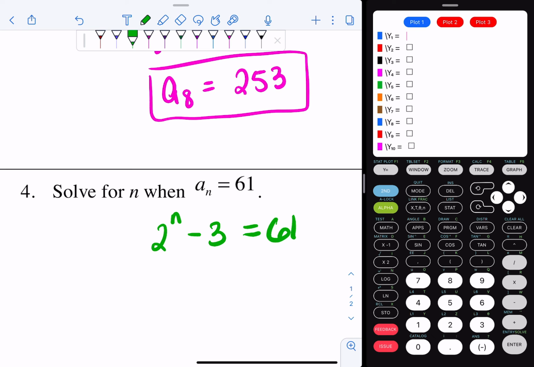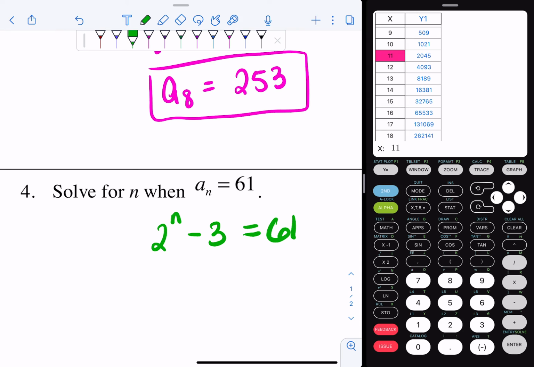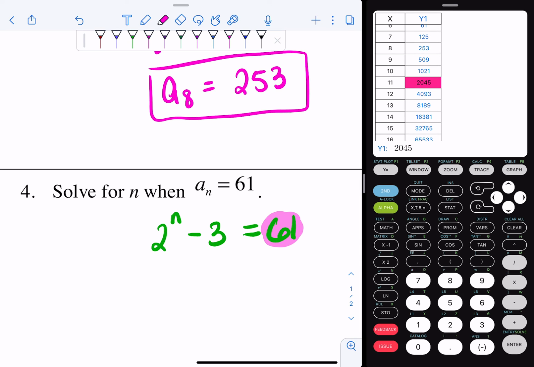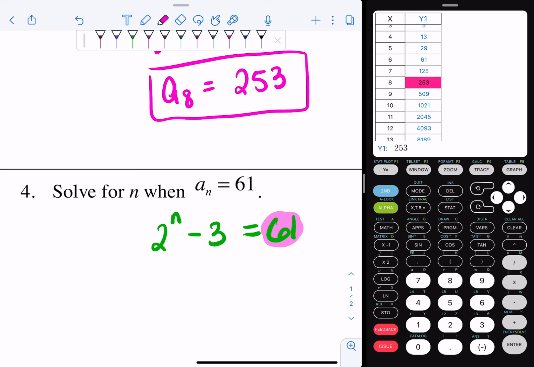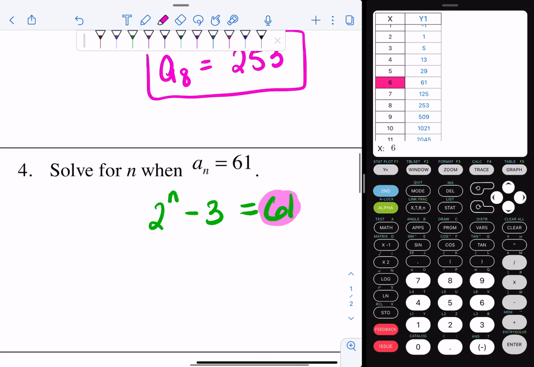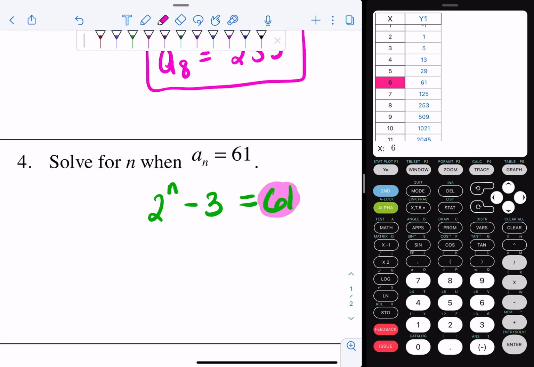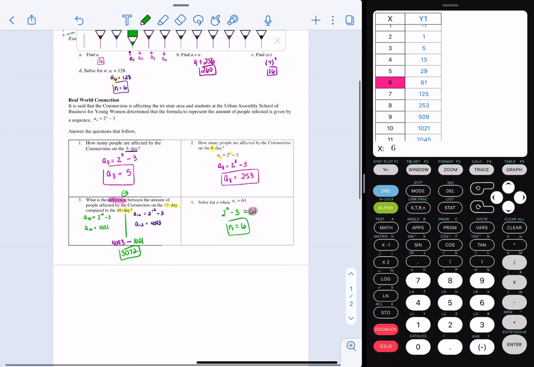So we're going to go to y equals. We're going to type in 2 to the x minus 3, and now we're going to hit second graph. And if you look, I want to get a y value of 61. If I look, I have a y value of 2045, 1021, 509, 253, 125, and then boom, 61. What is that x value or n value? Very good, it's 6. So I can say n is equal to 6. And that's your final answer.